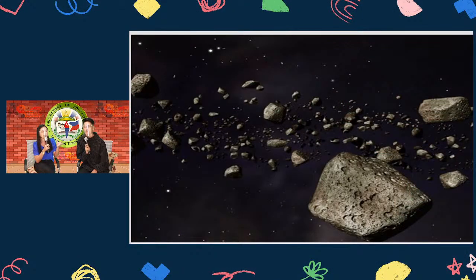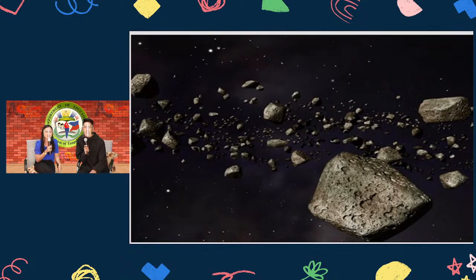Meaning to say, dagko ni sila nga mga rock materials, unlike sa mga meteoroids. Because meteoroids are just a product of the collision sa asteroids. So that's why they can be classified as minor planets or planetoids.